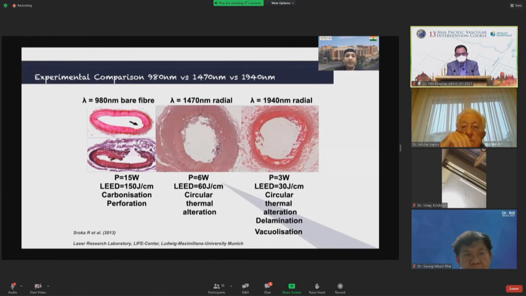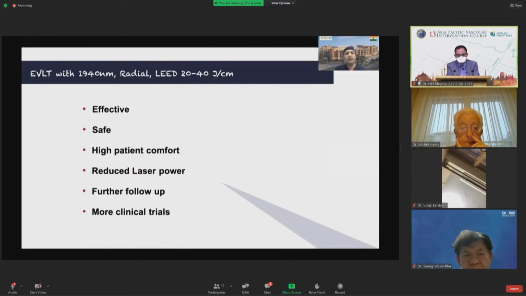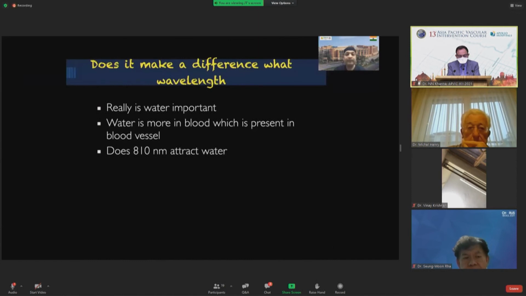And look at the damage. There used to be a lot of carbonization and perforation in 980, and it's a very uniform damage in the 1940, causing you fewer hematomas and less bruising. So 1940 is effective, safe, and much more comfortable for patients. We have done more than 400 cases now, and we really feel that for varicose veins, this is a very, very good laser.